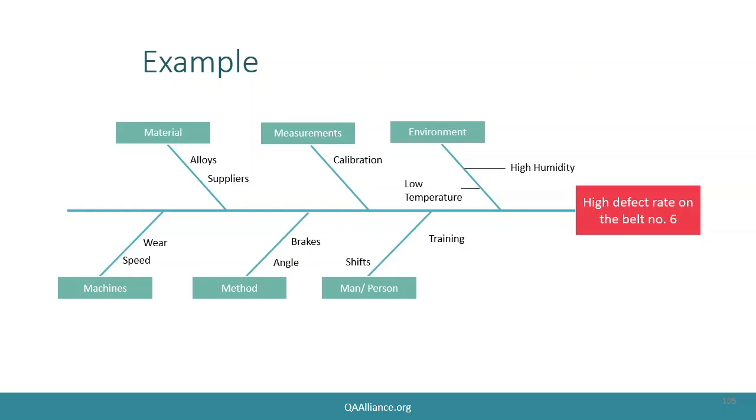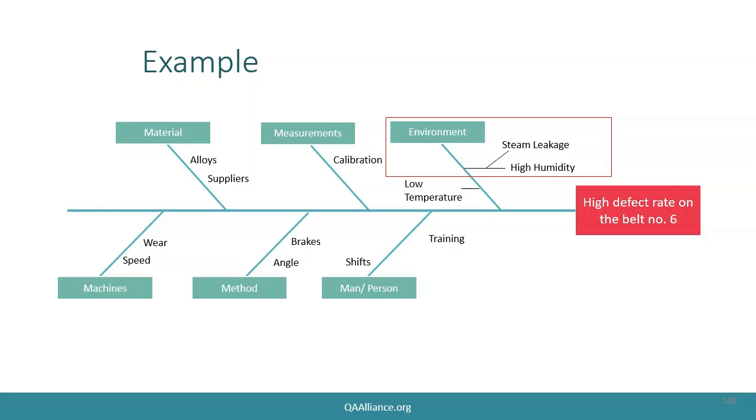Now in case of environment, we can see there is a further cause to this, that is high humidity. So high defect rate on belt number 6 is because of low temperature, high humidity. Now we should ask why high humidity? What is the reason behind high humidity? And we find that there is a leakage of steam somewhere. We can check the logic here. We can say that leakage of steam from a nearby pipe is causing high humidity, thus causing defects on belt number 6. Similarly, we keep on doing this exercise until the team feels that the picture is complete now.